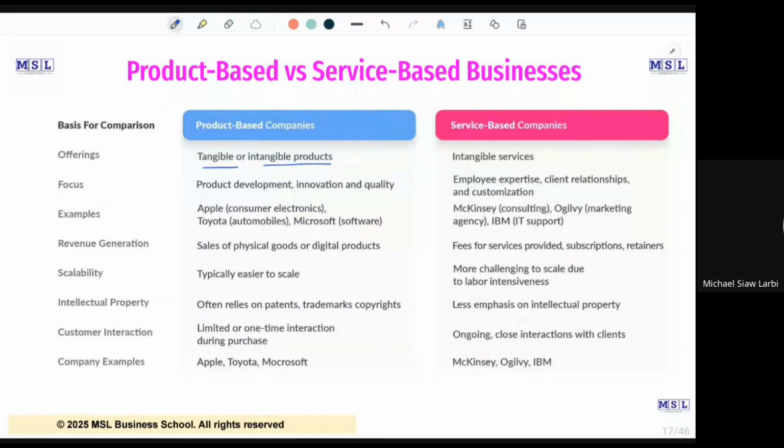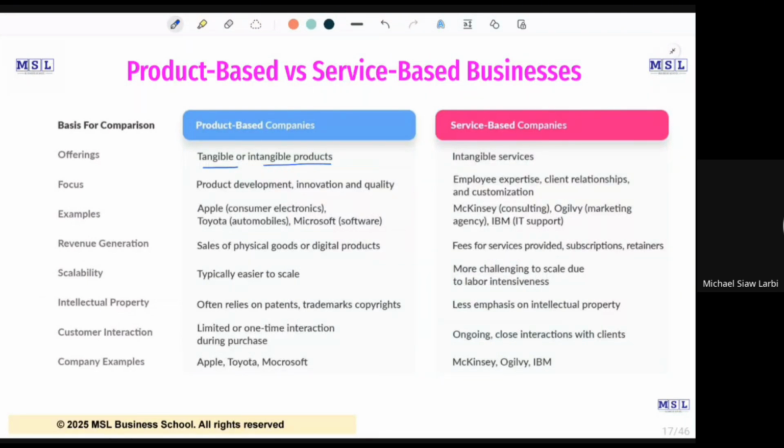Go to a bank, for example. A bank is a service provider. Banks don't have inventory. They don't sell anything to you. You go to a bank, you put your money there, they are charging you to keep your money with them, right? So product-based companies would have tangible or intangible products.